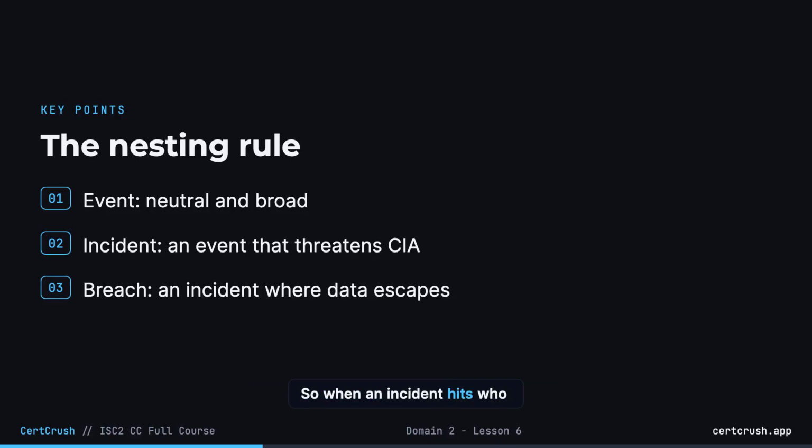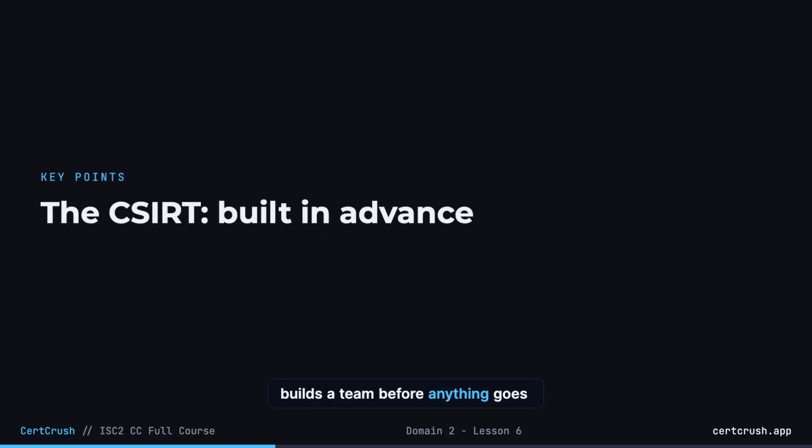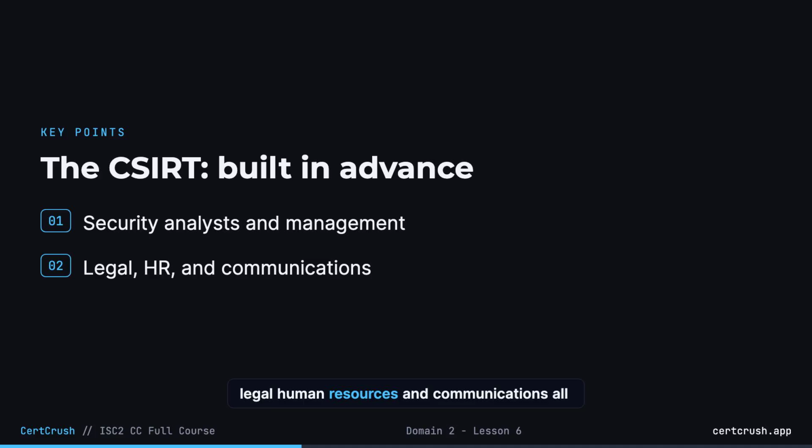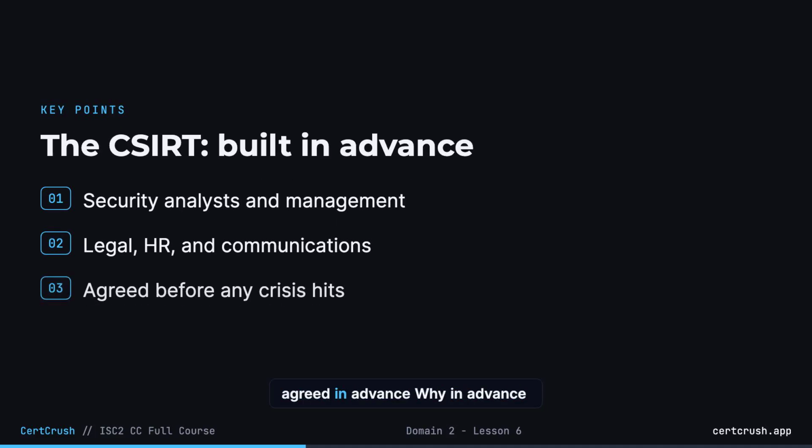So when an incident hits, who actually deals with it? Not just whoever is nearest. A prepared organization builds a team before anything goes wrong. That team is the CSIRT, the Computer Security Incident Response Team. And it is not only techies. It pulls in security analysts, management, legal, human resources, and communications, all agreed in advance. Why in advance? Because the middle of a crisis is the worst possible time to work out who is in charge. That brings us to the heart of this lesson, the phases.